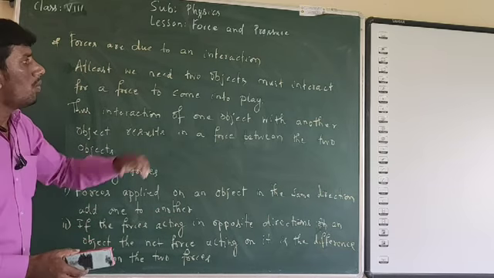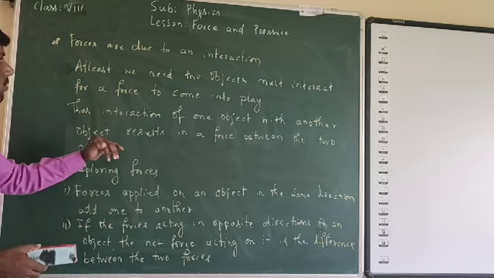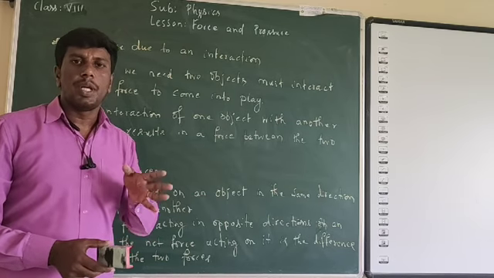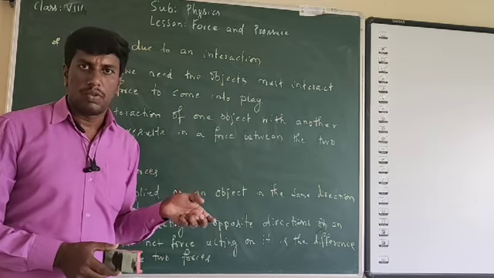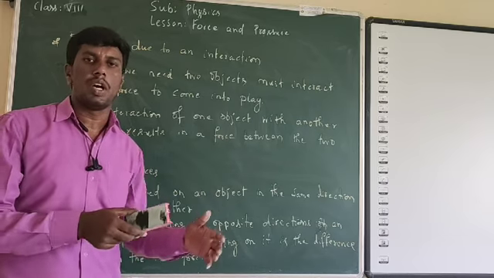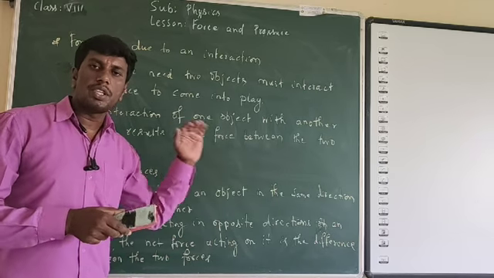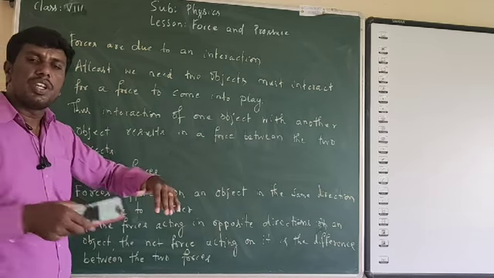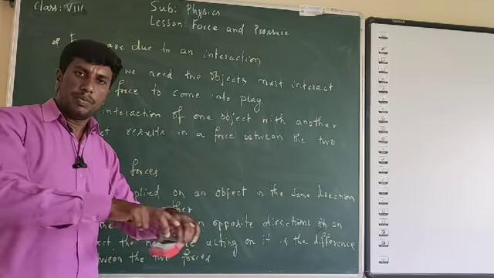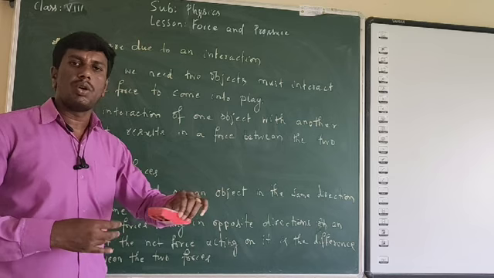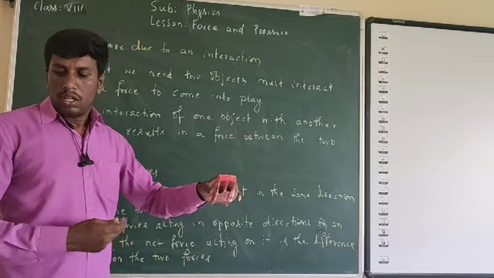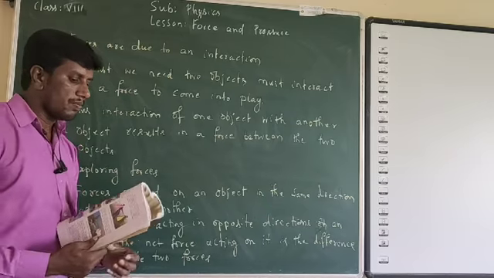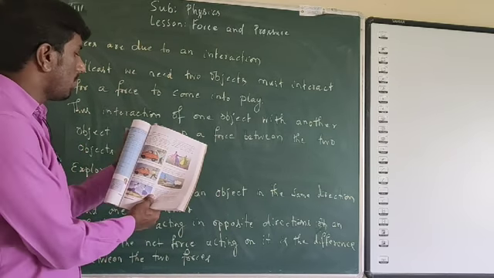So what is the first point? At least two objects must interact for a force to come into play. Keeping only one object, we can't see the effect of force. Force is not exerted by having only one object. So at least two objects must interact. Those two objects also must interact. If you keep two objects and they are not interacting, then also force is not exerted. They have given a beautiful example in the textbook. You can observe this.